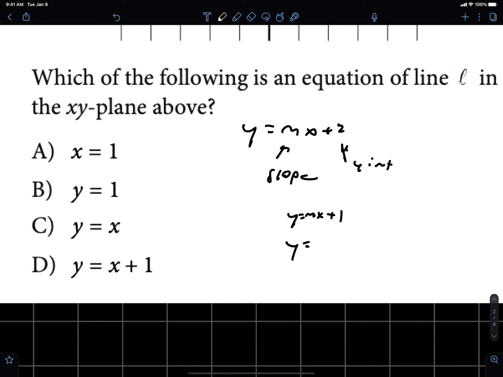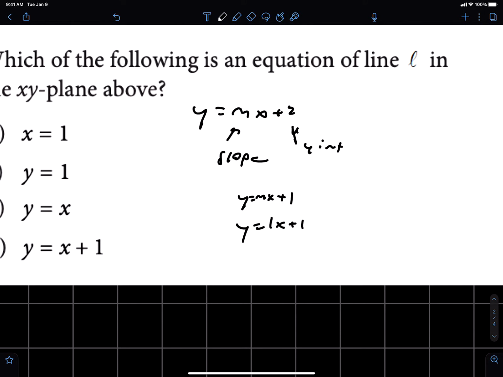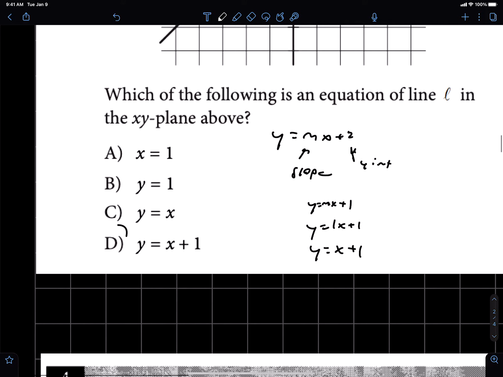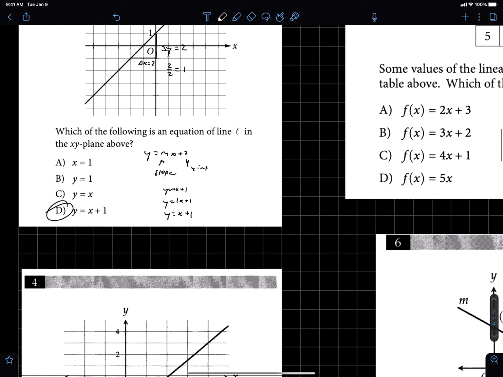So let's fill that in for m. Now, when we multiply x by 1, we don't need to write the 1 there, so let's go ahead and get rid of that. y equals x plus 1. Therefore, our answer is D. Cool.